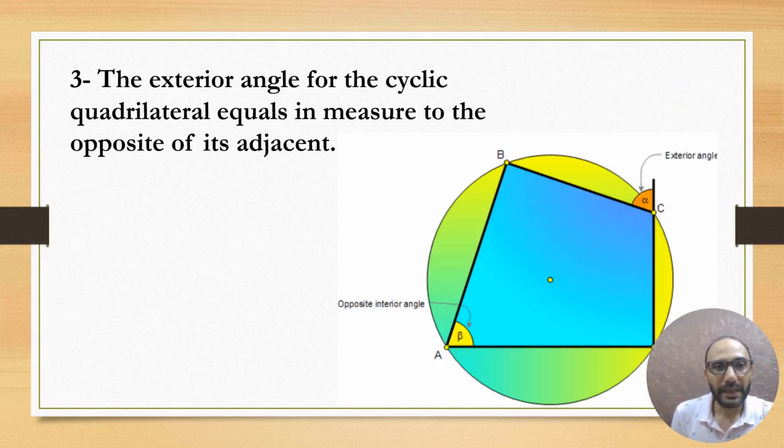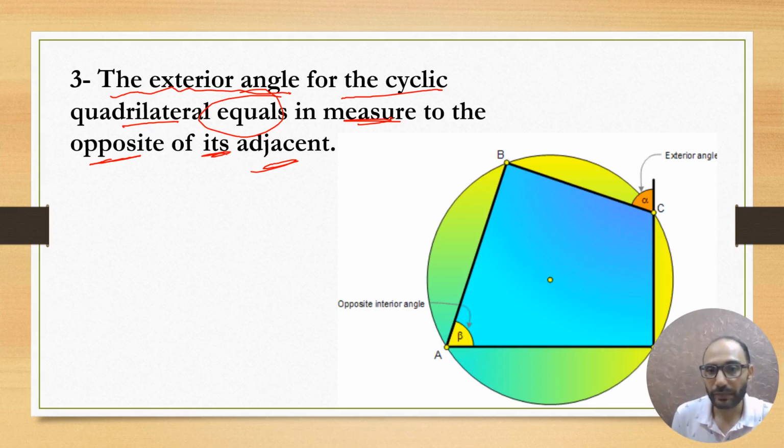The other property of the cyclic quadrilateral is that if you find the measure of the exterior angle of a quadrilateral equals in measure the opposite of its adjacent interior angle, that means this is a cyclic quadrilateral. Okay, so you notice here this blue quadrilateral. Forget this circle in yellow. Forget it. Consider we have only a quadrilateral A, B, C, and D.